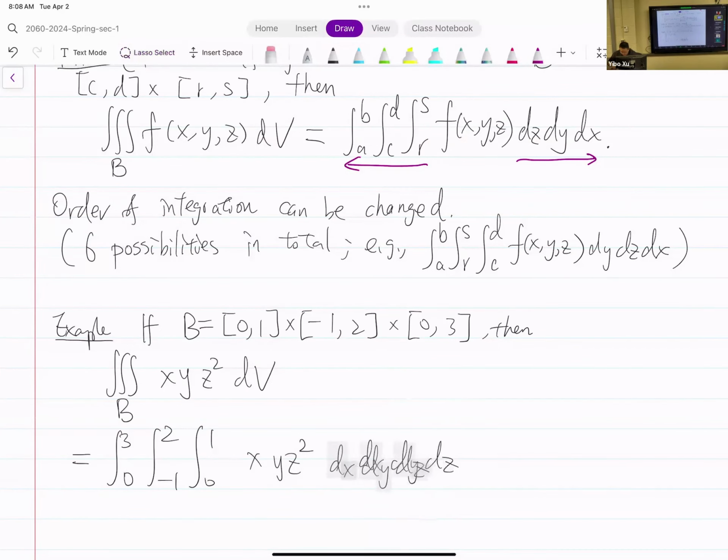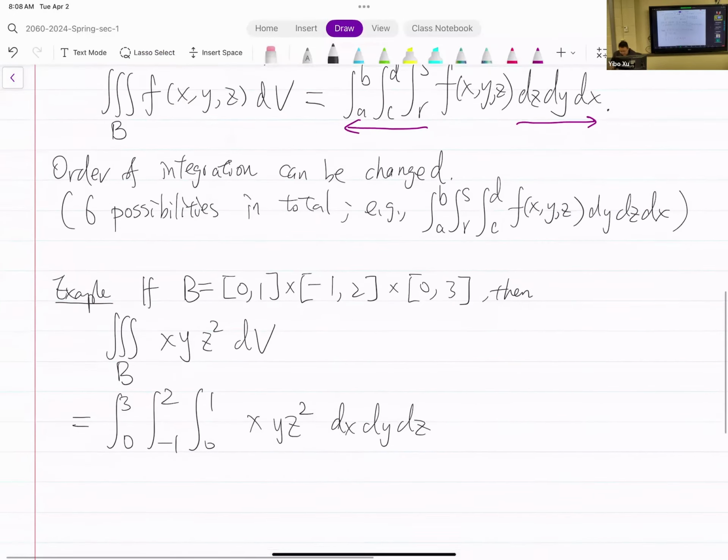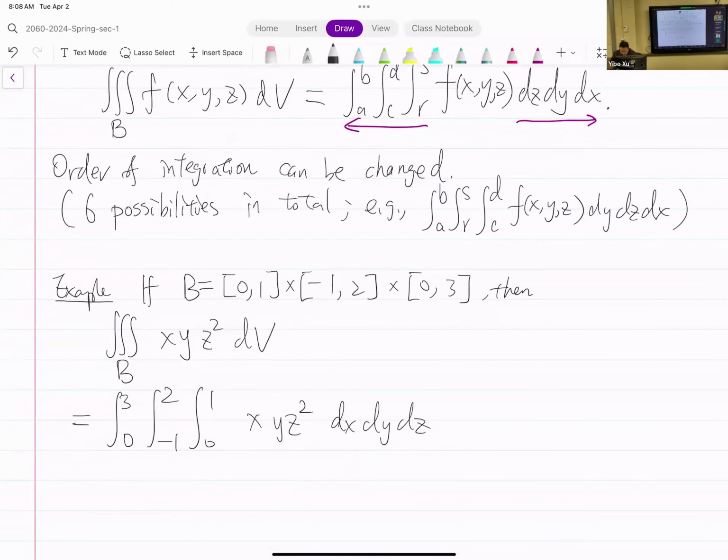And if you have too much space and you're using an iPad, you can just move this a little bit forward. All right, so we write dx dy dz, and then we're going to integrate from the inner to the outer. That's similar to what you have seen from the bivariate case.